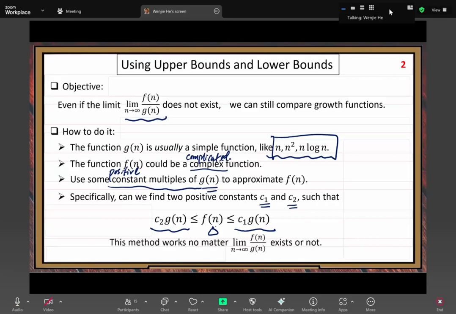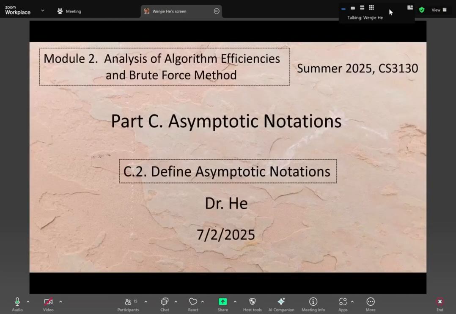And with this method, because we use 2 inequalities, we do not need to look at the limit. Even if the limit does not exist, we can still use this inequality method to provide us information about 2 growth functions, f and g. Compared with the limit method, this is the inequality method. Next, we can define asymptotic notations.